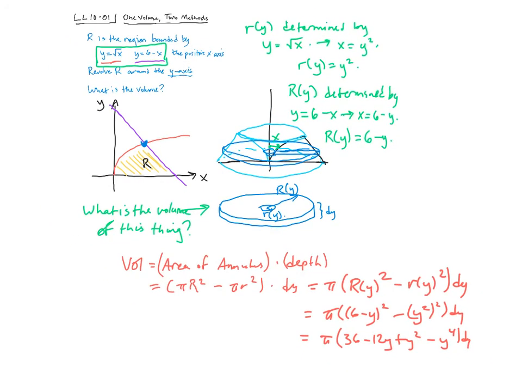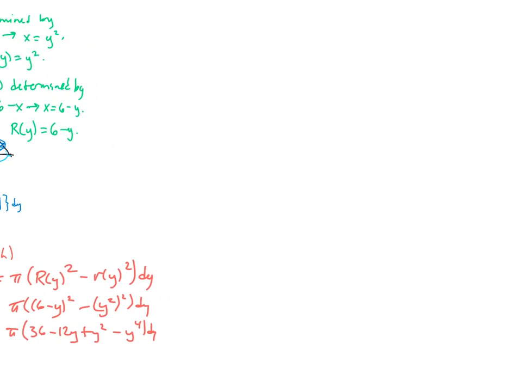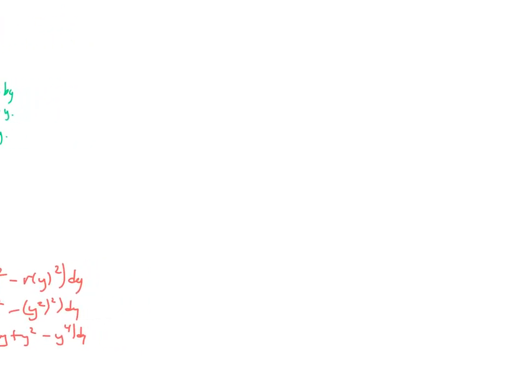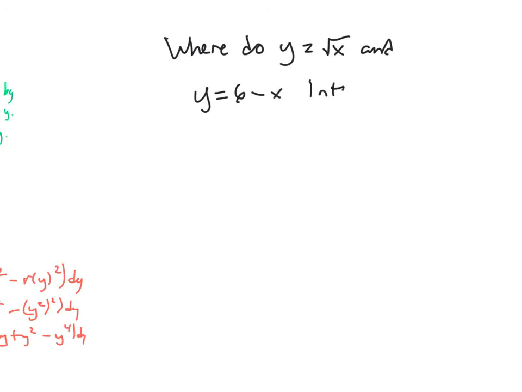So let me just come over here. This is a little subsidiary piece of work here. Where do y equals square root of x and y equals 6 minus x intersect? Well, one way I can figure that out is I can treat this as a system of equations, where this is one of the equations and this is the other one, and use substitution.